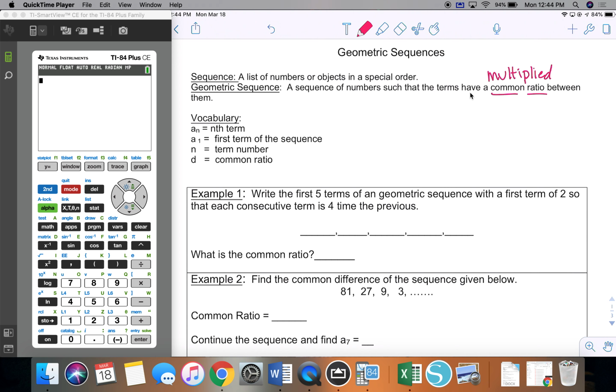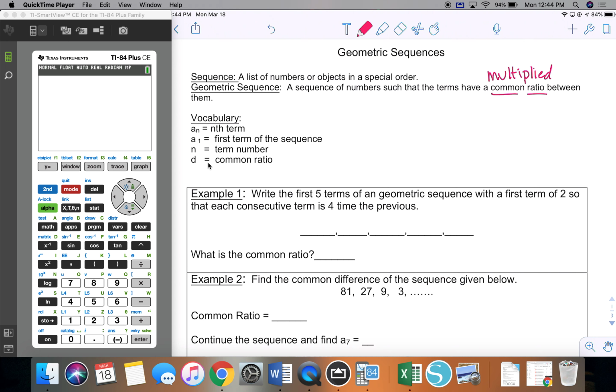So, when we look at some vocab, these things are the same as arithmetic sequences. A sub n is just an nth term, kind of like your unknown. We use x and n instead of x. A sub 1 is the first term, n is the term number, and d is the common ratio.